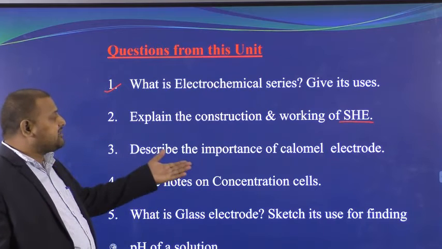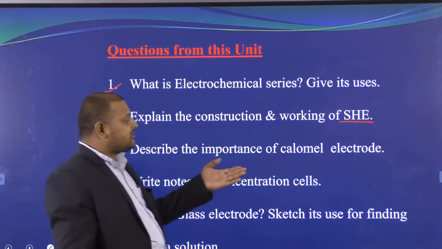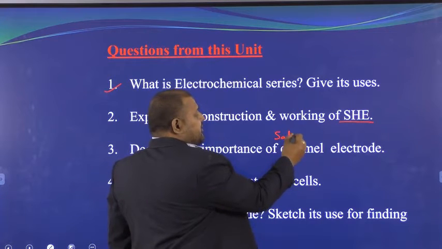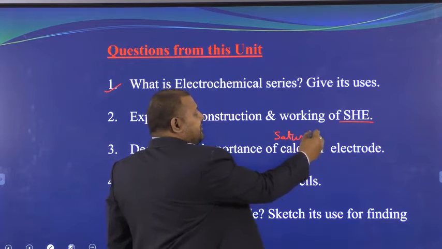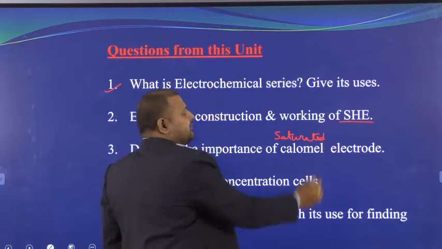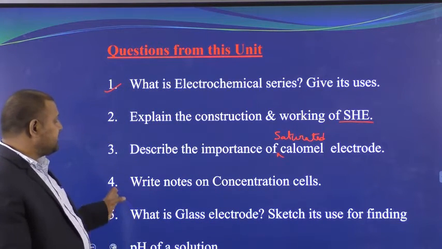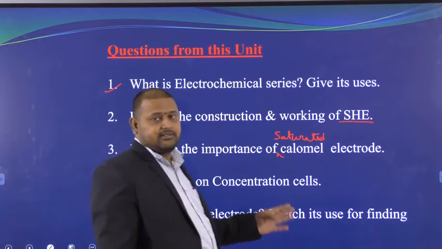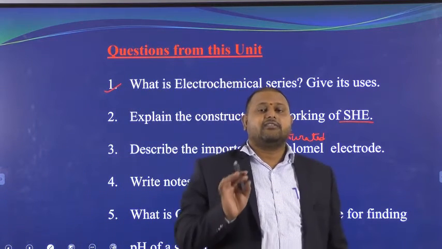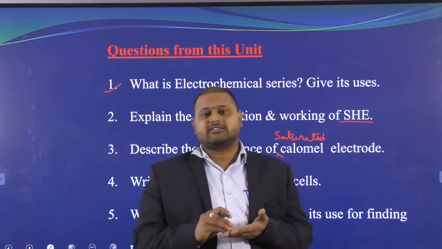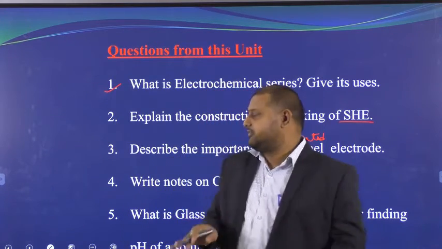And describe the importance of the calomel electrode. They will not ask you directly about the saturated calomel electrode, but even though they don't ask, you should write it all as the saturated calomel electrode. The fourth question is, write notes on concentration cells. Again, they will not ask you to write a note on the electrode concentration cell or the electrolyte concentration cell. You should write both of them.